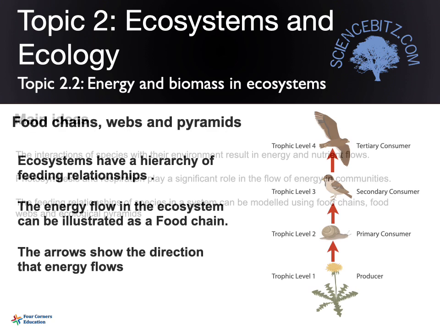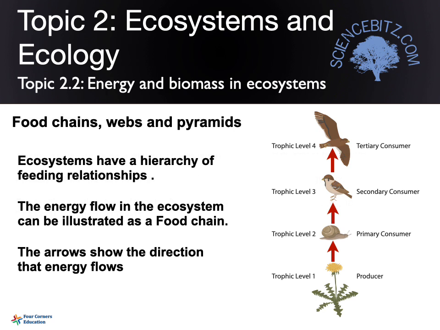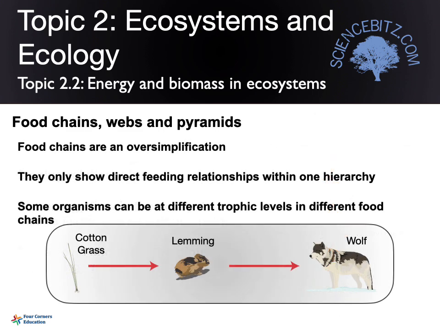So, just to recap a little bit. In the last section, you saw this slide. Ecosystems have a hierarchy, and energy flows in the ecosystem are illustrated within this food chain, and the arrows illustrate the flow of energy. Though food chains are a very oversimplification of quite a complex system, they only show feeding relationships in one direction. And some organisms can be in more than one level of the system.